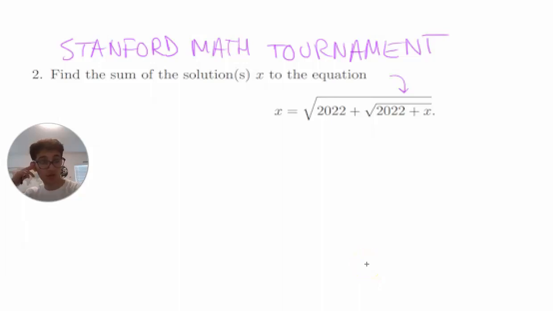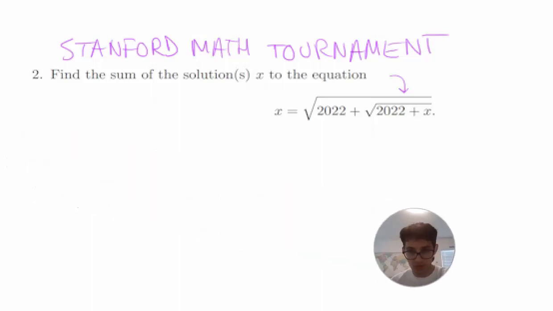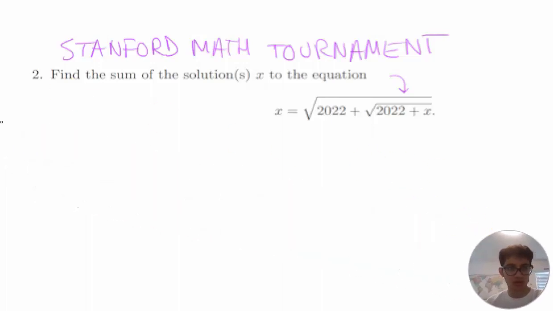Hi everyone, we're going to solve another question from the Stanford Math Tournament. This is from, I believe, the 2022 exam. You can check it out on your own, just search it up. We're asked to find the sum of the solutions x to this equation over here. Doesn't seem too hard, but doesn't seem really neat either, right?